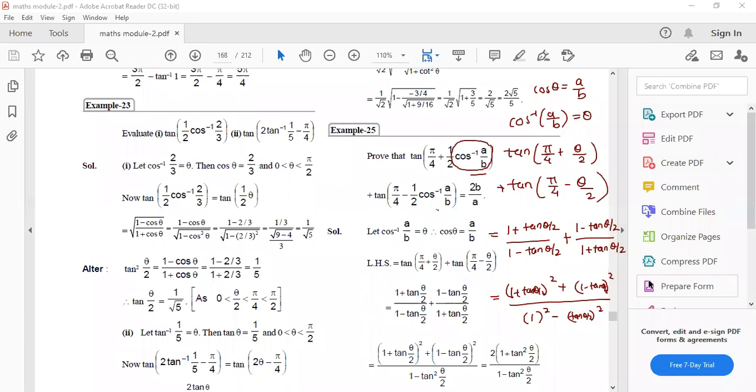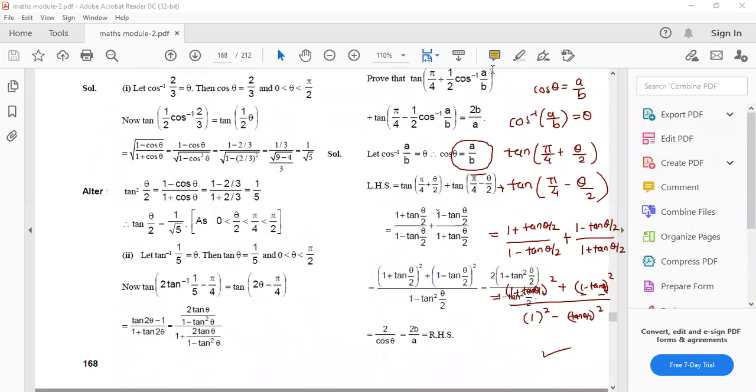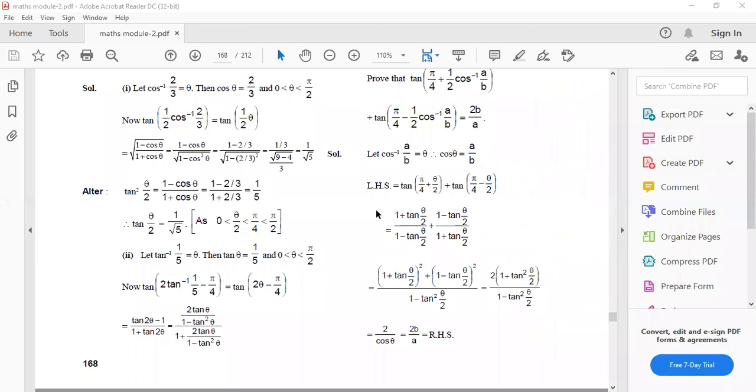Now you all know a plus b bracket square plus a minus b bracket square. What is going to happen in this? The plus 2ab and the minus 2ab will get cancelled. Yes or no? So will it be 2 into bracket a square plus b square? Because a square plus b square will be left here, a square plus b square will be left here. So is this correct? 2 into bracket a square plus b square. And in the denominator will be 1 minus tan square theta by 2. Will that be 1 minus tan square theta by 2?